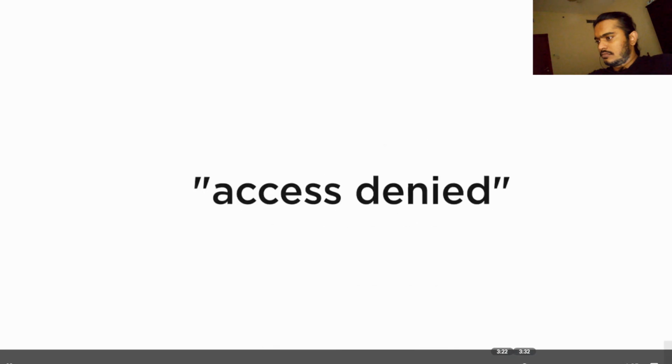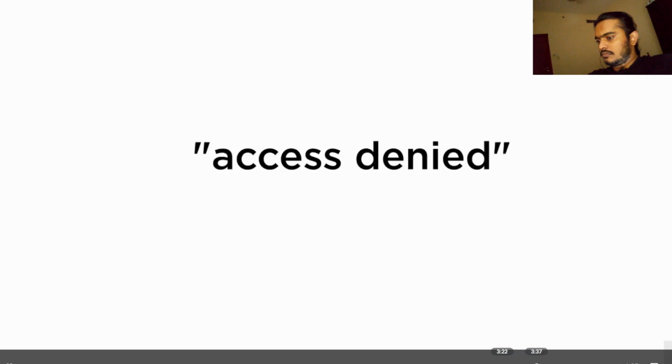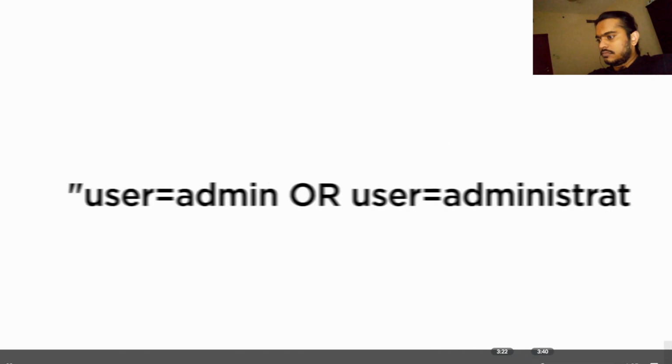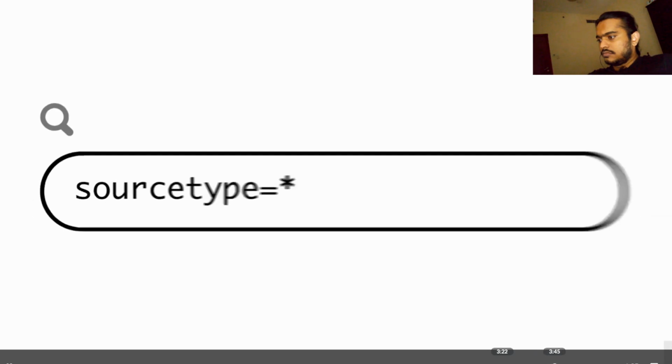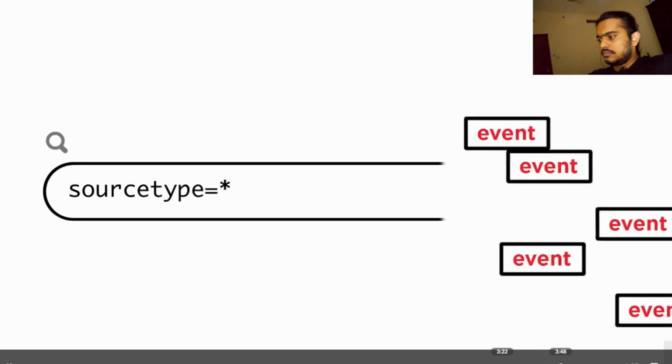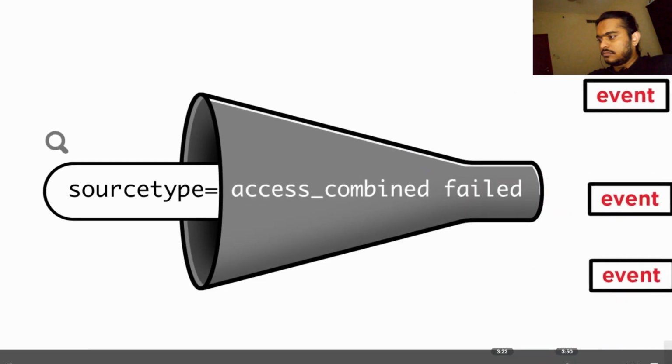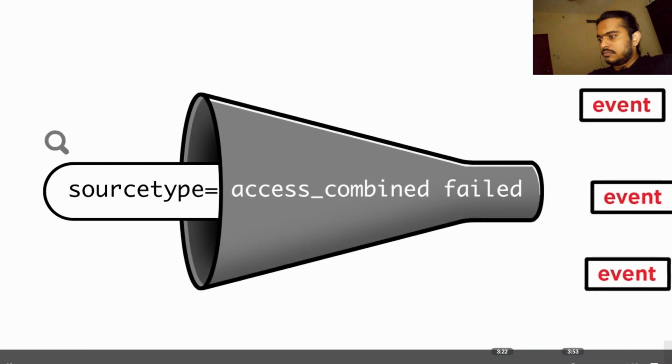Searching for access denied is better than searching for not access granted. When possible, use the OR or IN operators instead of wildcards. Apply filtering commands as early as possible in your search. Filtering early limits the number of events, making future manipulations of the data faster.